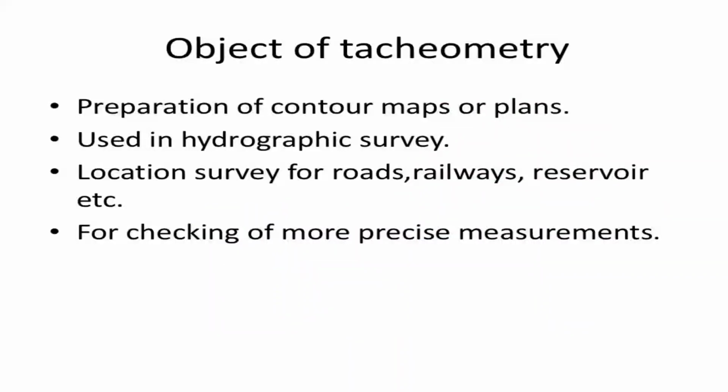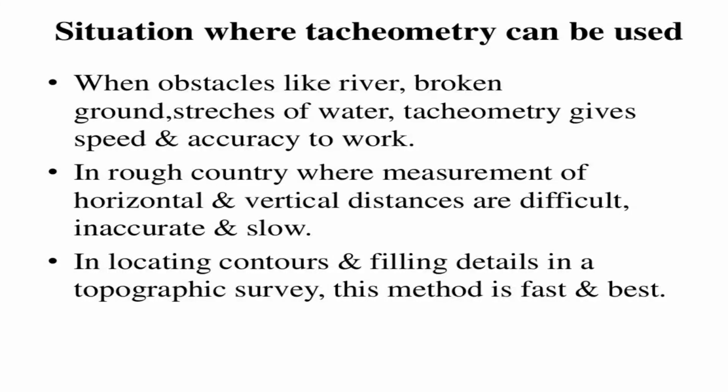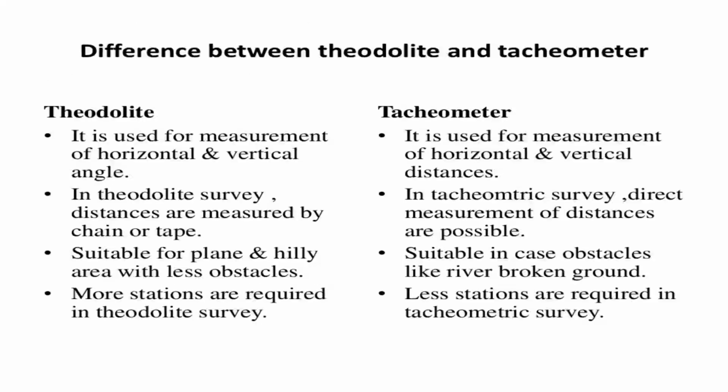Then objects of tachyometer. What is the purpose? Preparation of contour maps or plans, used in hydrographic survey, location survey for roads, railways, reservoir and so on, and for checking of more precise measurements. Then in which situation can tachyometry be used? When obstacles like river, broken ground, stretches of water are there, tachyometry gives speed and accuracy to work. In rough country, where measurement of horizontal and vertical distances are difficult, inaccurate and slow. In locating contours and filling details in a topographic survey, this method is fast and best.